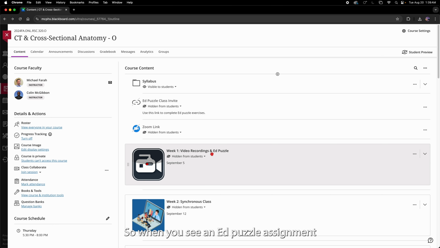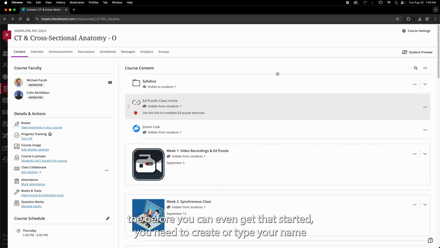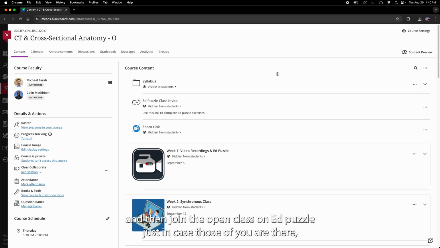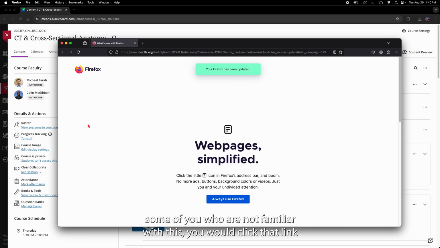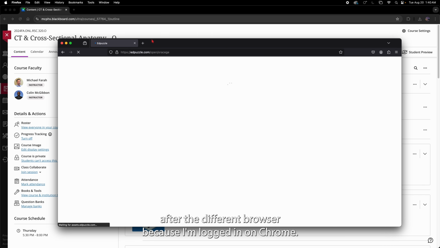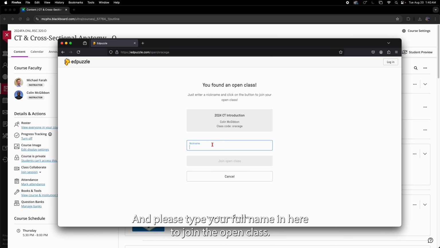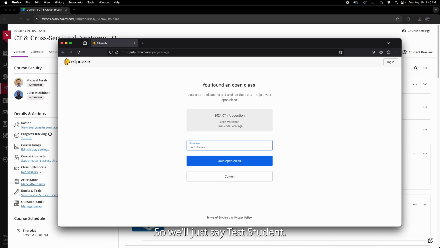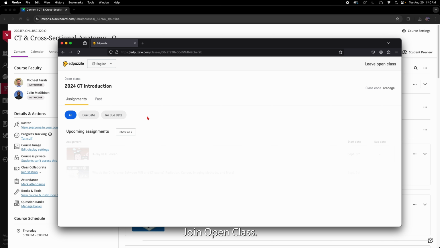All right, so when you see an EdPuzzle assignment, before you can even get that started, you'll need to create or type your name in and join the open class on EdPuzzle. Just in case there are some of you who are not familiar with this, you would click that link. I have to use a different browser because I'm logged in on Chrome, and please type your full name in here to join the open class. So we'll just say test student, join open class.